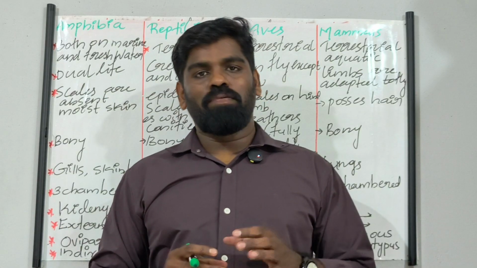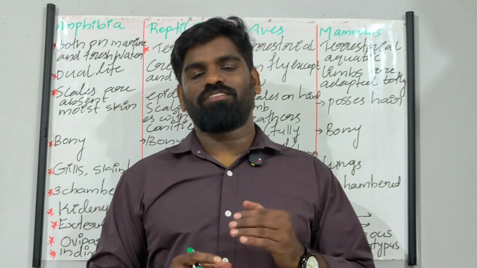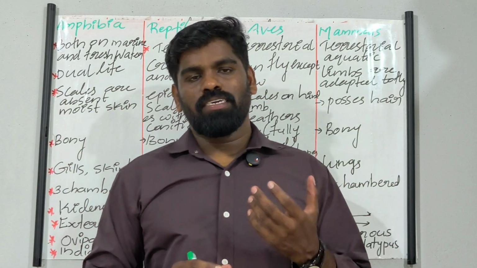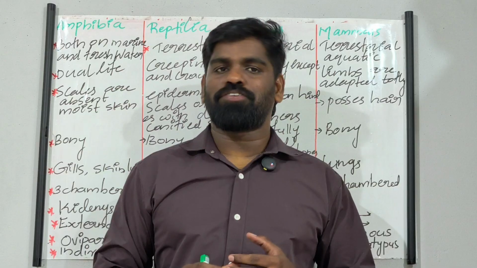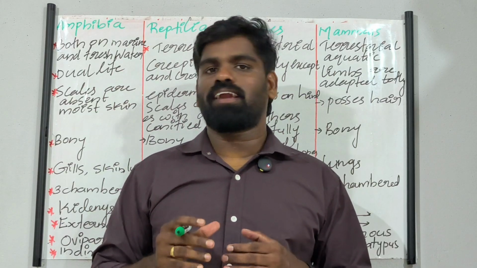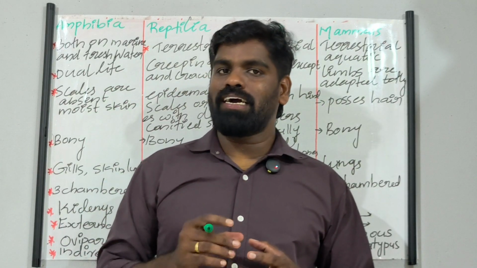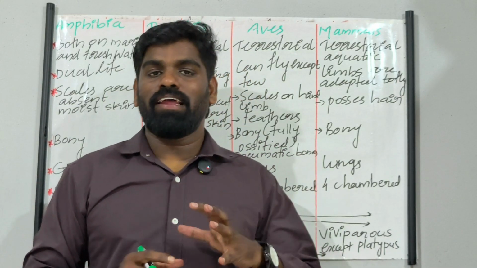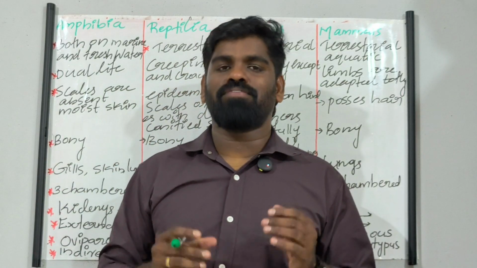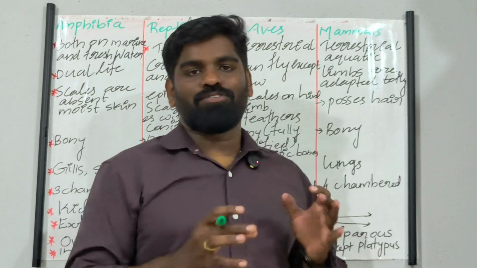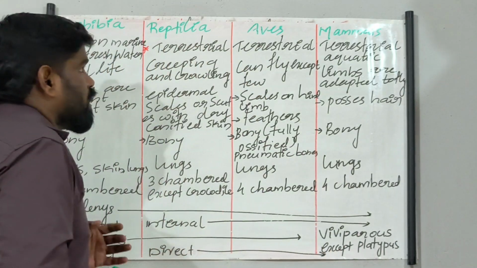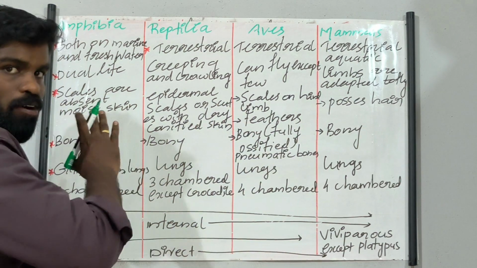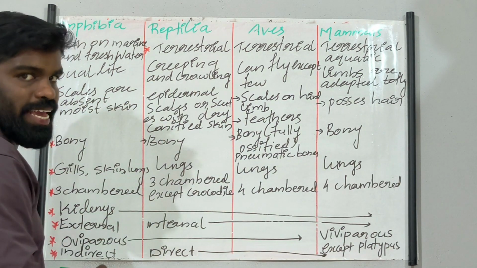So we have already completed the classes like Osteichthyes and Chondrichthyes. Now we are moving on to the Tetrapoda. So superclass Tetrapoda has the classes Amphibia, Reptilia, Aves and Mammalia. Okay. So as I have already told you, whenever we are studying the characters, we have to compare and study. So here also I have taken the classes Amphibia, Reptilia, Aves and Mammalia, and we have to study the characters by comparing each.